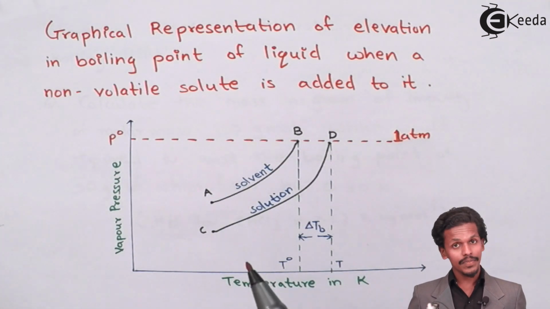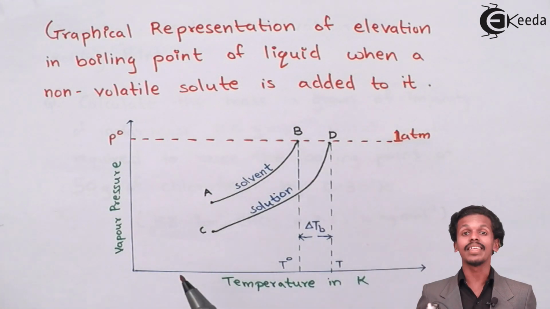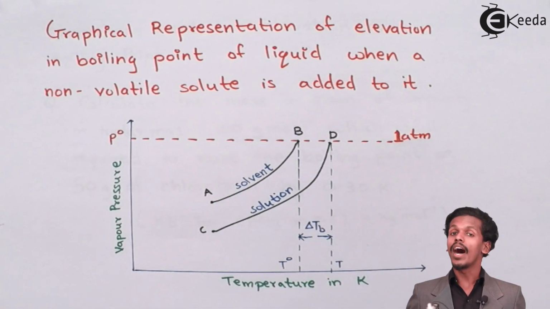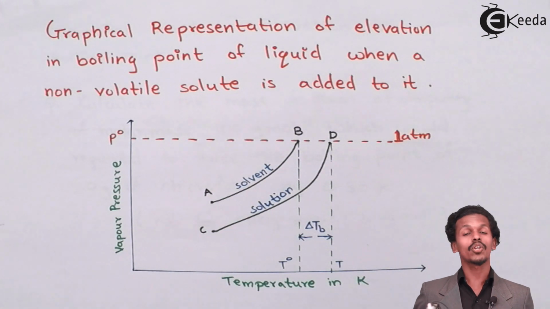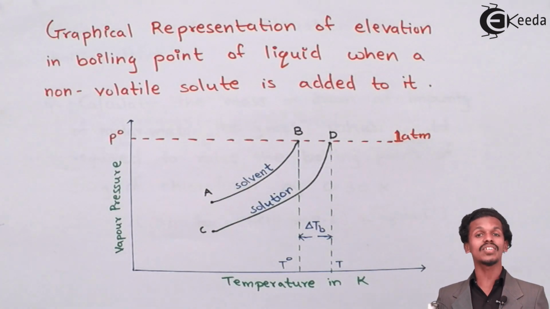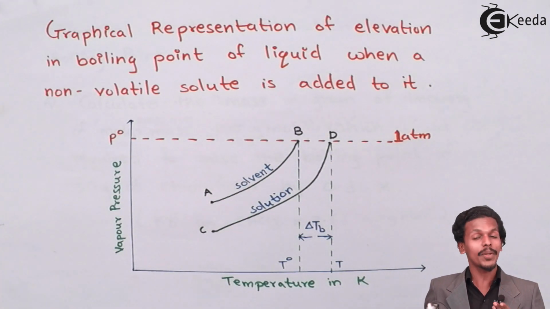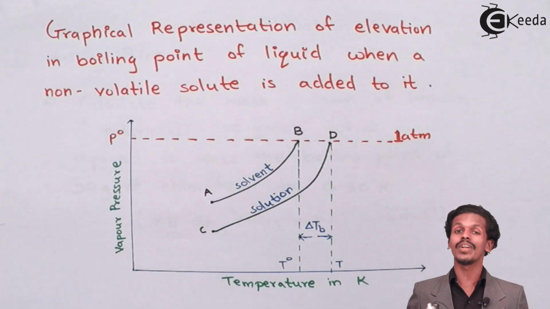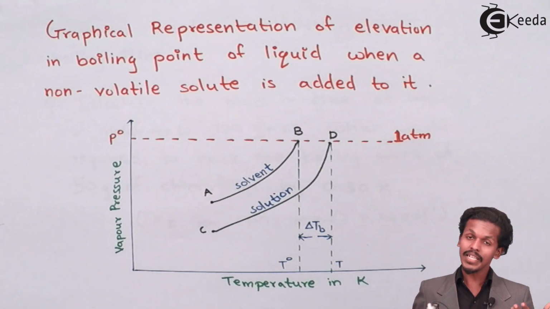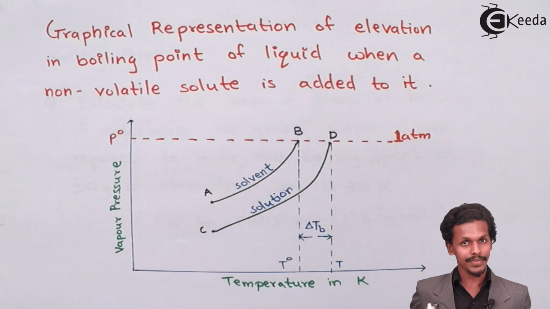So this curve, that is point A and B, shows how the vapor pressure of a liquid changes when the temperature is increased, and at point B the vapor pressure of the liquid is very high, which means the liquid has been converted into gas.